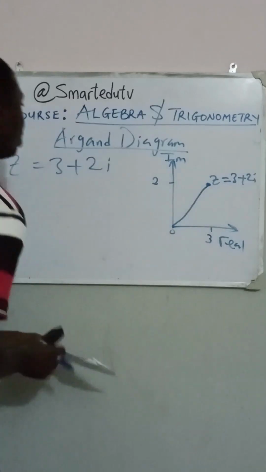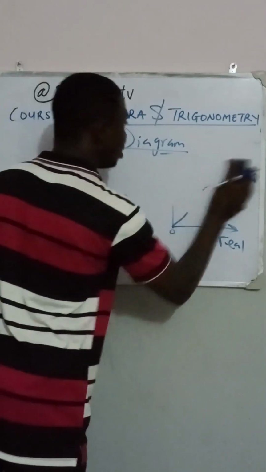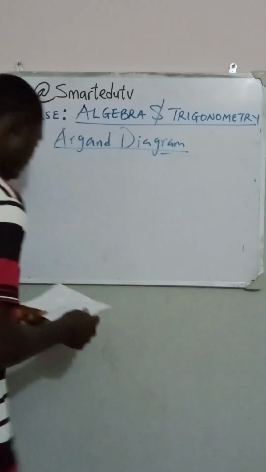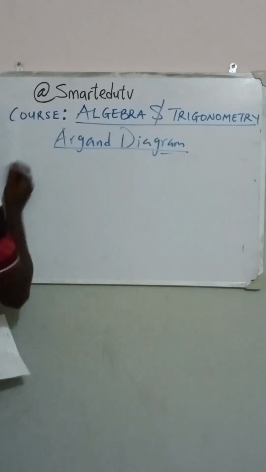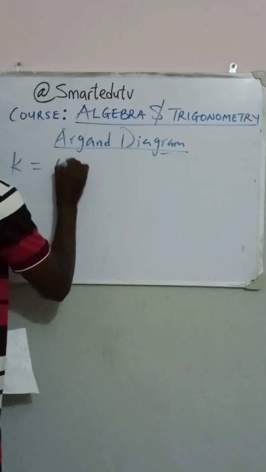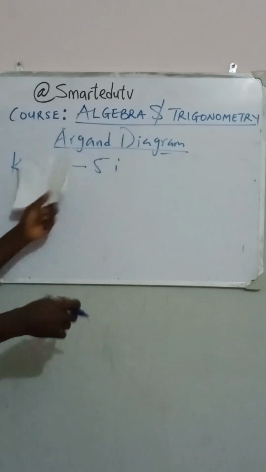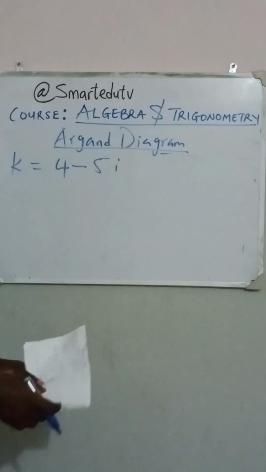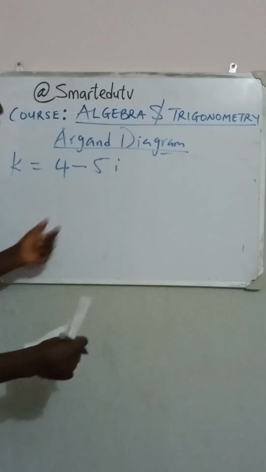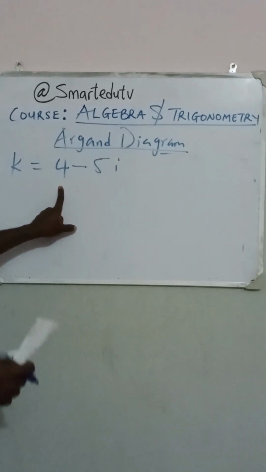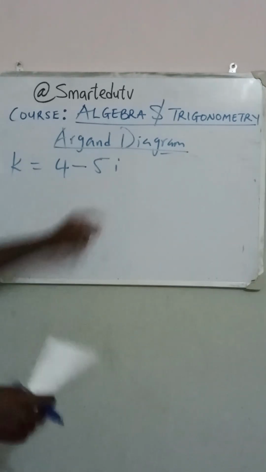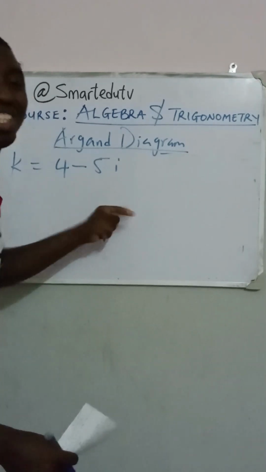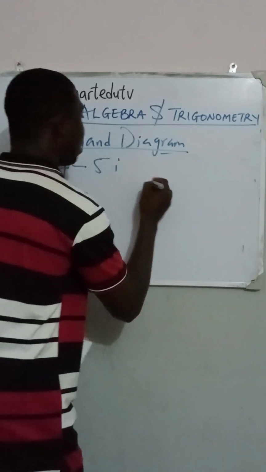What if we are told to represent 4 minus 5i, if k equals 4 minus 5i, how can we represent this using Argand diagram? This is also very simple. My real part is 4 and my imaginary part is minus 5. It means on my x-axis I'm having 4 and on my y-axis I'm having negative 5.